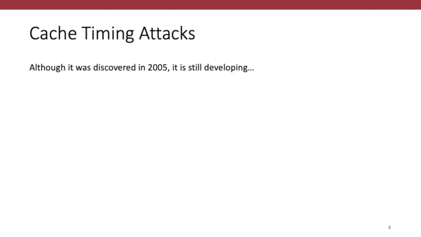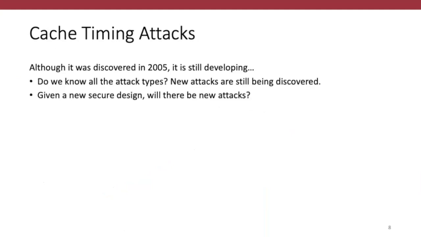Although such attacks were discovered in 2005, the area is still developing. It's still not certain whether we know all the attack types, as new attacks are still being discovered every year. Another question is, if we propose a mitigation, will there be new attacks against that new mitigation?